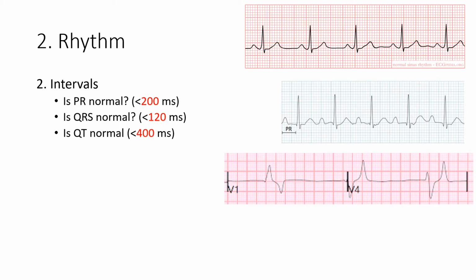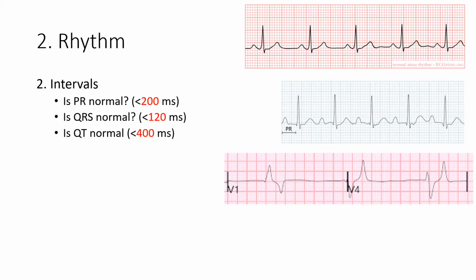The second step in rhythm interpretation is measuring your intervals. Remember, I want you to be able to objectively identify these things on an ECG. After we've identified all of the abnormalities, we'll synthesize what it means at the end. We're focusing on identifying these abnormalities. So, is your PR interval normal? Or is it prolonged, such as this PR, which is greater than 200 milliseconds? Is your QRS normal? Or is it prolonged, like this QRS, which is greater than 120 milliseconds?